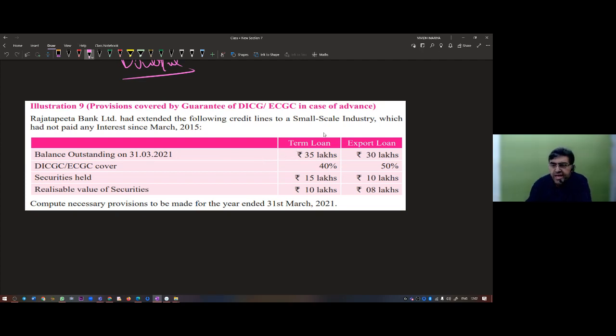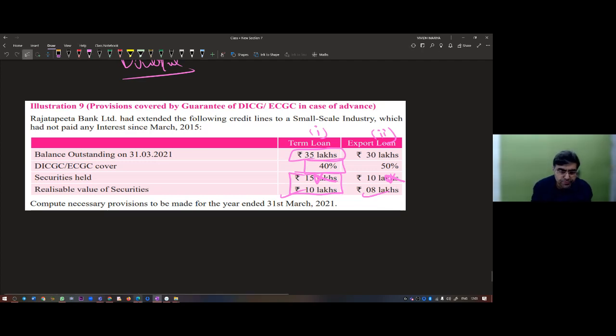Now the loan is, this is as good as question 1. This is as good as question 2. The advances are 35 lakhs, secured are 40 lakhs, unsecured are 60 lakhs, 60%, secured are 40%. The value of the security is 15 lakh, the realizable value. This is irrelevant. And you have to tell how much provision is required to be made.